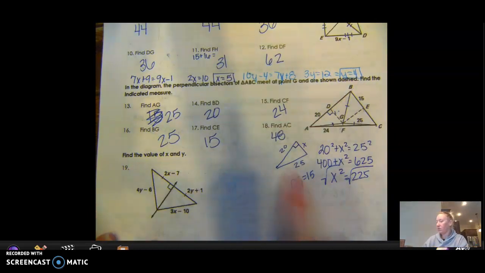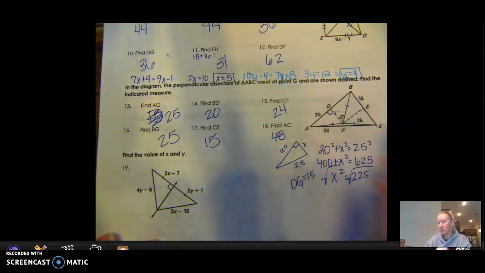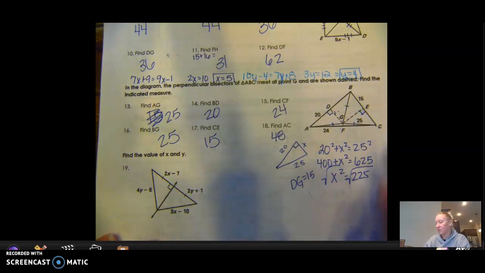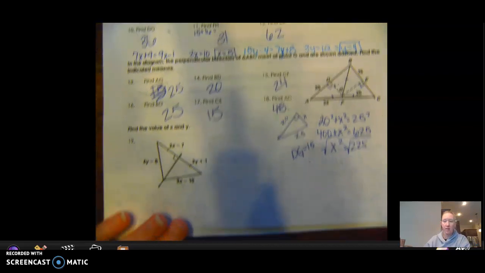What I was going over before is good for you guys to know because you'll probably have homework and test problems on it. So you can find this third side of these triangles because these are all, remember, right triangles because that's a perpendicular bisector. So you're going to use the Pythagorean theorem, a squared plus b squared equals c squared.